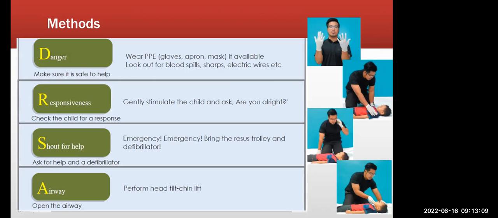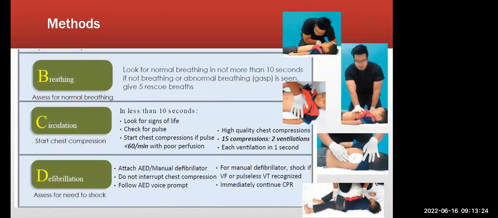And then airway. So we need to open the airway, make sure the airway is not obstructed, and perform the head tilt chin lift. And then next, B is breathing. So first we need to assess for normal breathing. Just look for normal breathing in less than 10 seconds. And if there is no breathing or abnormal breathing, we need to give 5 rescue breaths.